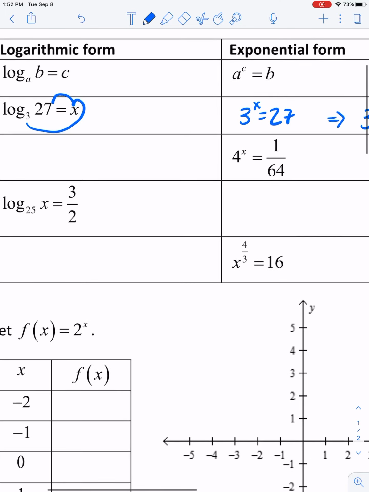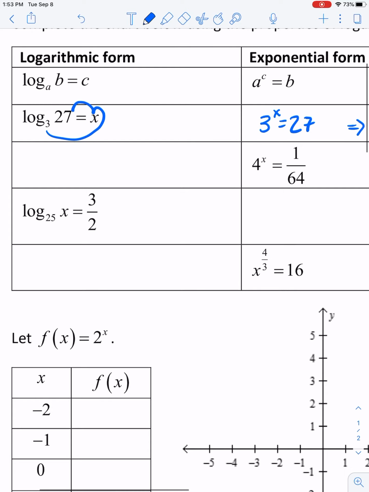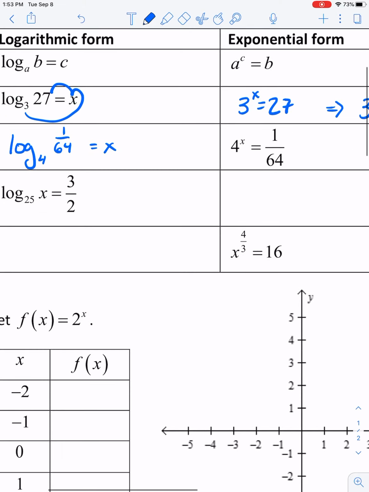Okay, the next one, they've given us log base 4 of 1 over 64 equals x. Like I said a second ago, I always forget which goes where. So 4 to the x is going to equal 1 over 64. I can go back and double check: 4 to the x equals 1/64, which is what they gave me.